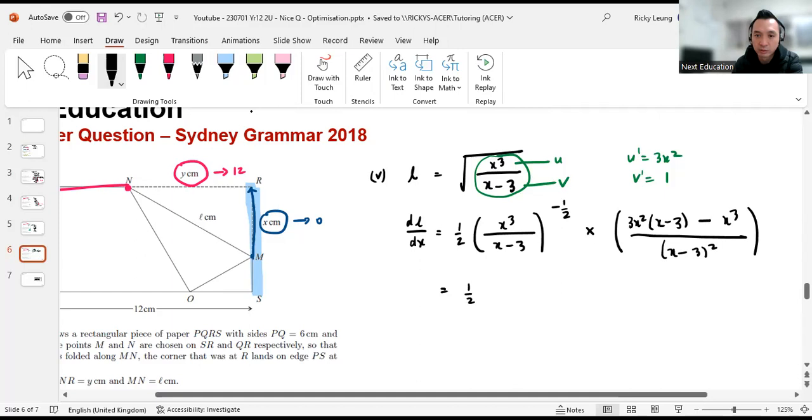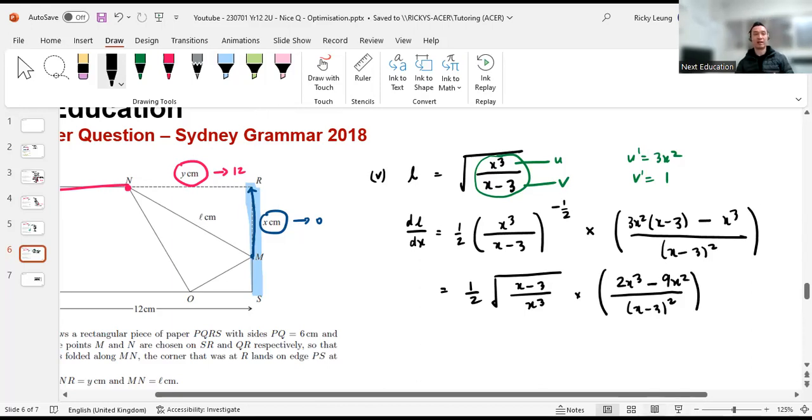So that's negative half, so I'm going to have to flip and square root. So half, flip and square root, and then multiply that by what I have here: (x minus 3) on the bottom squared, and 3x cubed minus... yes, 3x cubed, so I've got 2x cubed minus 9x squared. Nasty, right? Nasty.